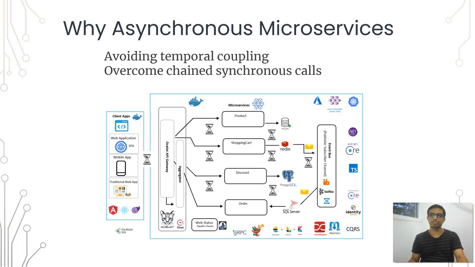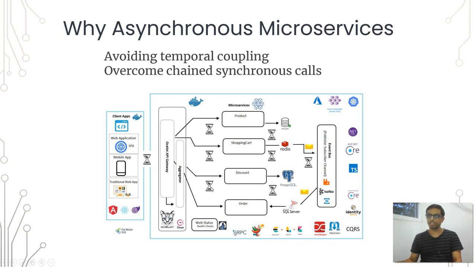We need it because we need to avoid temporal coupling, in the sense that we have multiple service calls one after the other and it takes time for them to complete, and that leads to time consumption on rendering it to the client. We also need to overcome the chained synchronous calls, and for that purpose we need to have asynchronous microservices. So if you see, there are multiple services.